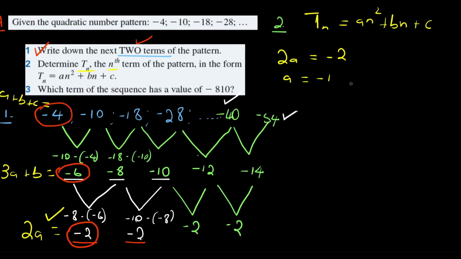We go to the second part, which will be 3a plus b is equal to -6. Go to -6, and we know that a, as we calculated, is -1.